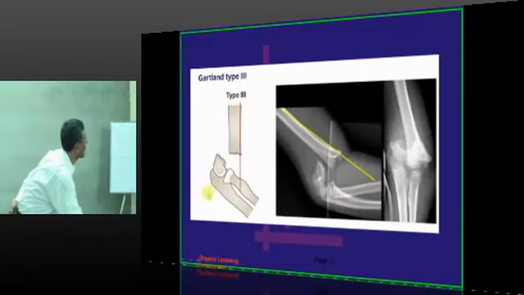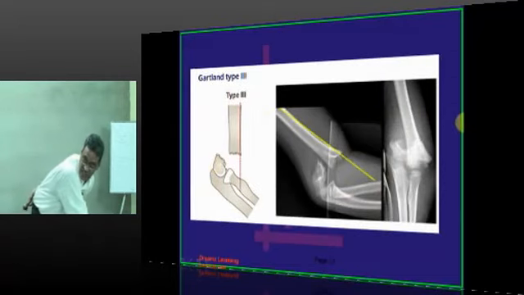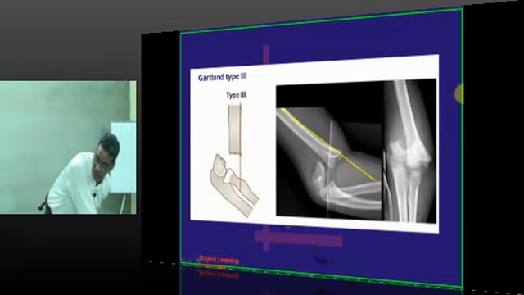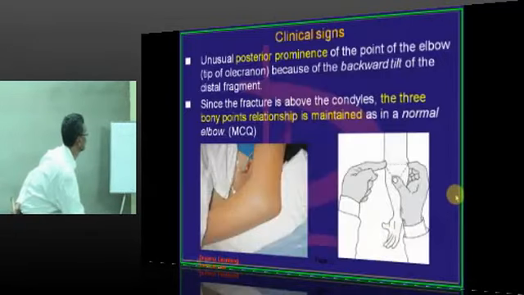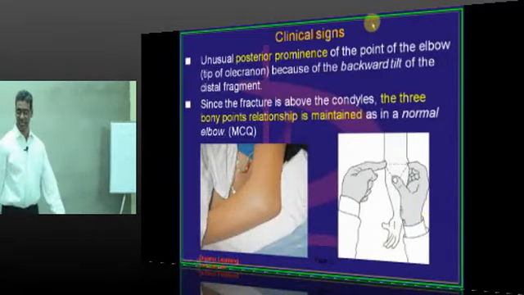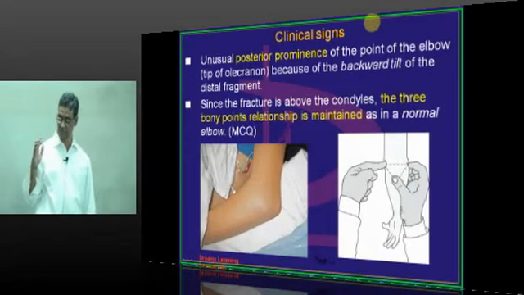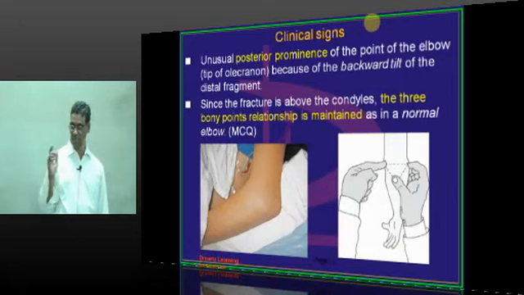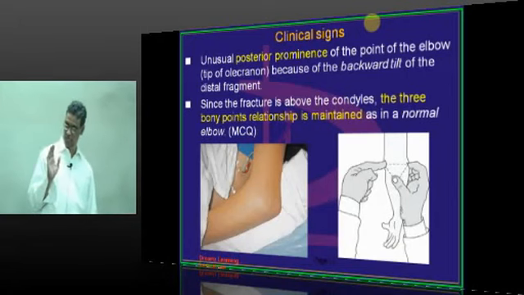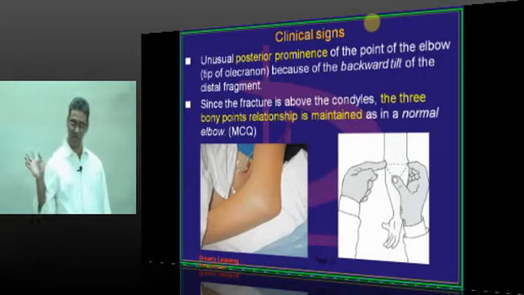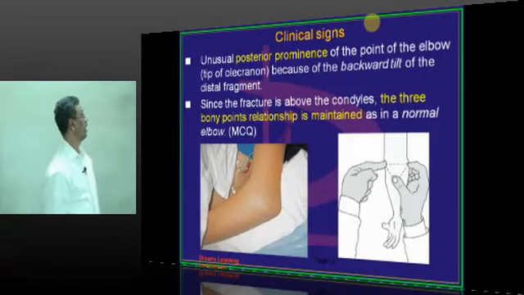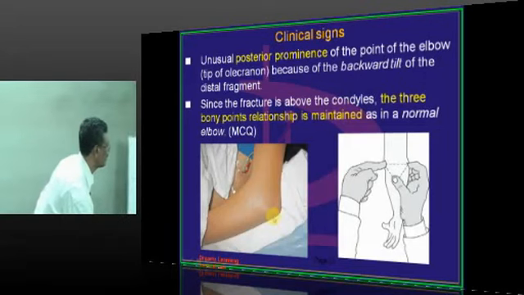And type 3 is almost detached, gone away. These are the 3 types. Now clinical signs. One is undisplaced. The second is displaced, and it is open, but has not gone backward. There is continuity, but a coronal tilt is there. But the third type has almost gone away. Now, there is a posterior prominence here.